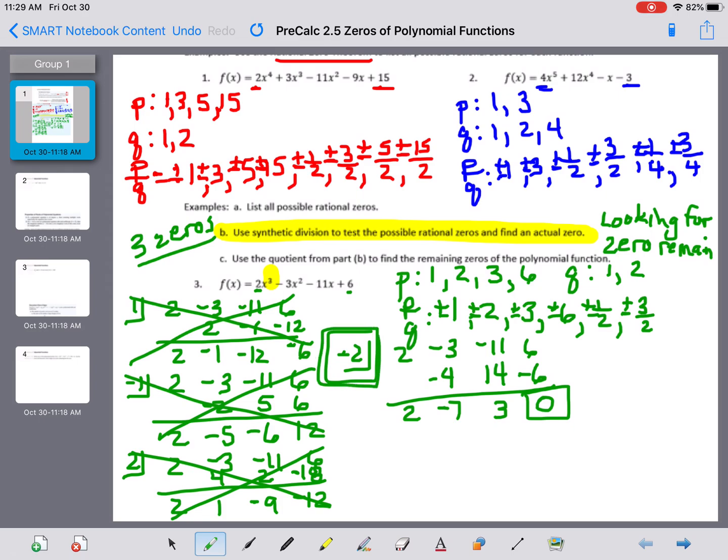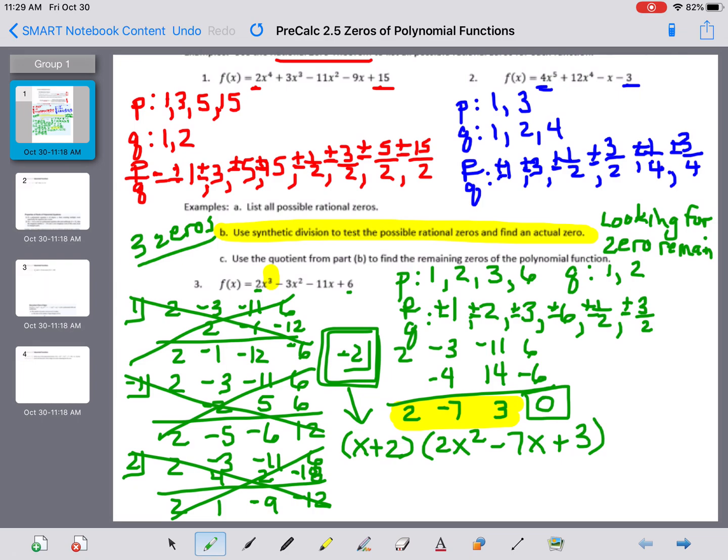So once you find one, we now have made the problem easier, okay? Because this is 1, there's 2 left. That means if I take this line right here from when I found one, that's my remaining factor. So what we have right now is an x plus 2 factor, and then we have 2x squared, because it goes down 1 power, minus 7x plus 3, okay?